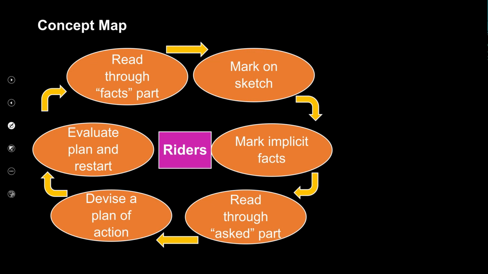So remember, guys, this map of mine is very important. Read through the facts, mark on the sketch, go to the implicit. Because it's a parallelogram, what else do you know that is not told? Read through what they want you to do, make a plan of action, evaluate it, and always restart. Please always remember to do these things, and it is really in this order, guys. I promise you, it starts here. There is nowhere where it starts other than you reading the statement.